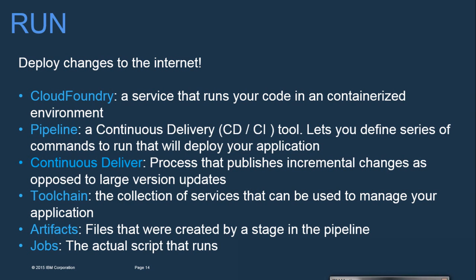A toolchain, which we've mentioned, is just a collection of services that are used to manage your application. Artifacts, which you'll see a little bit, are the actual files that get passed from one stage in the pipeline to another stage. And jobs are the actual scripts that run in the pipeline to do work.